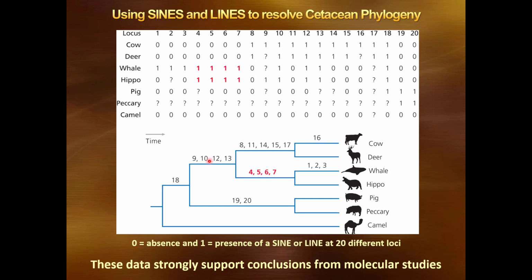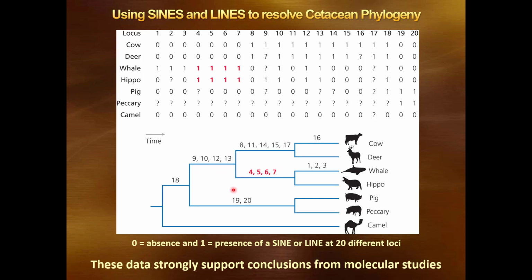So if I come here and look at position 9, they're suggesting that these 4 share that trait. So the cow, deer, whale, and hippo all share the one at position 9. They definitely share the one there at position 10. They share the one at 12. They share the one at 13. So all 4 of those shared these SINEs and LINEs. So that's how they're building those.